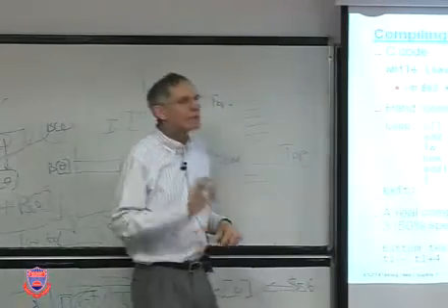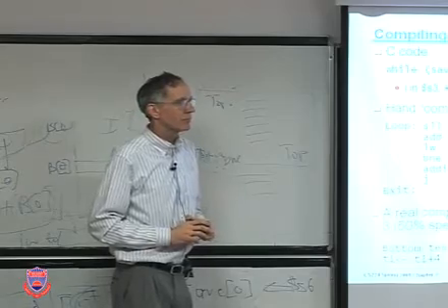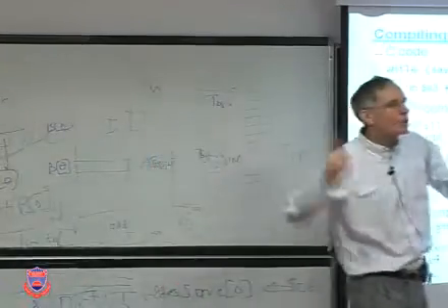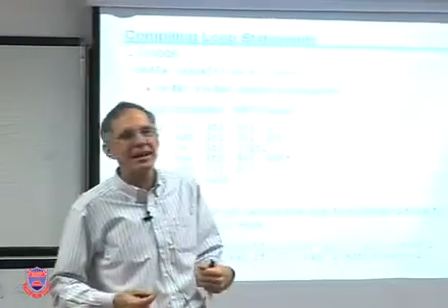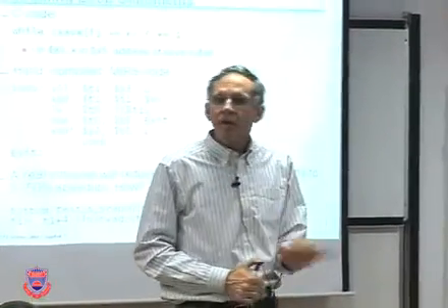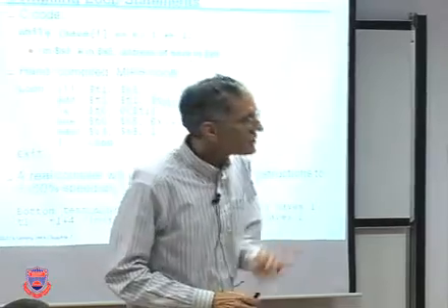Bottom-tested loops get rid of the jump instruction. Say it with me, everybody. Bottom-tested loops get rid of the jump instruction. Therefore, they're more efficient. Now, I'm going to ask you a question.